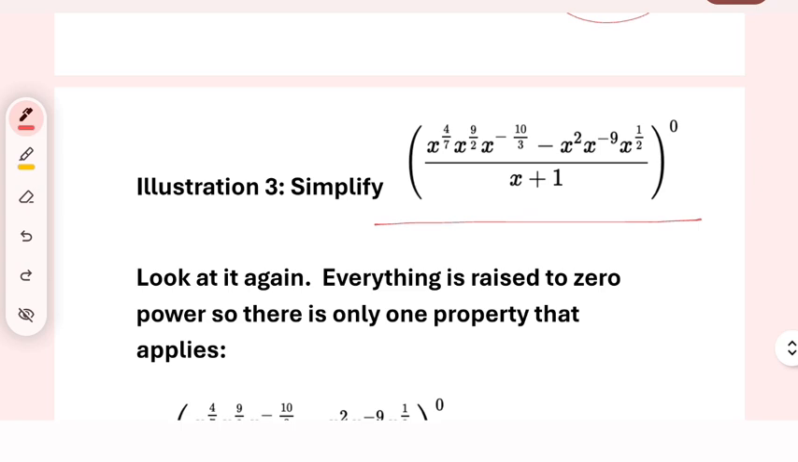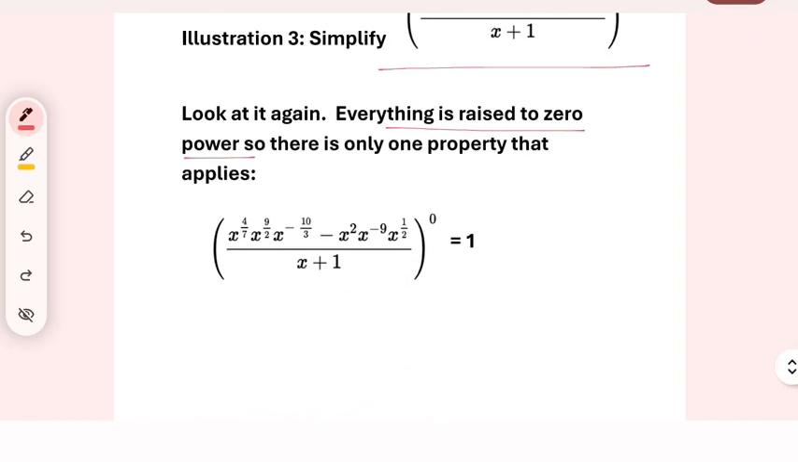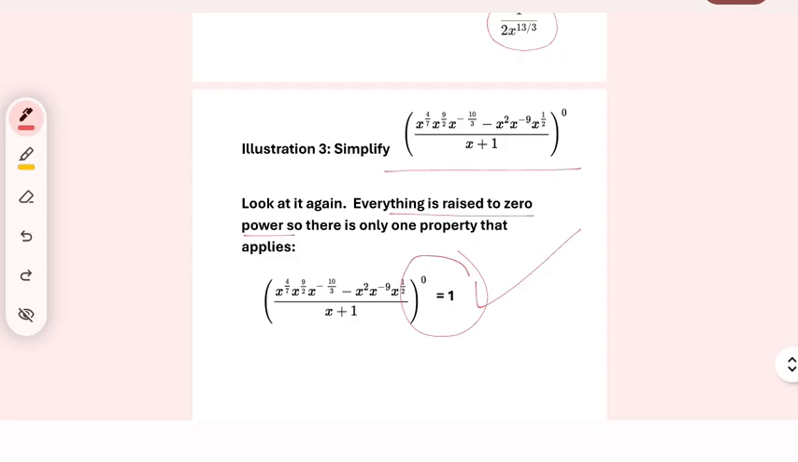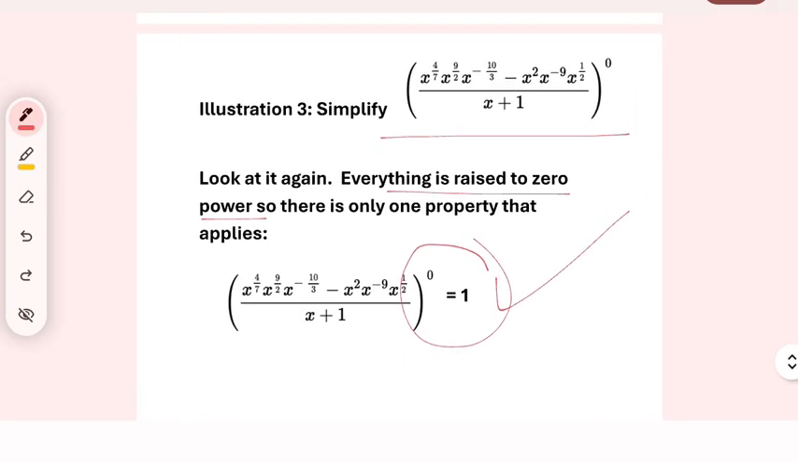The answer is, look at it again. Everything is raised to 0. Therefore, there's no need to even overthink it. Anything that is raised to 0 is 1. The answer is just 1. There's not even a need to simplify it. That is one of the properties that we described a while ago. When you raise it to 0, everything will just be equal to 1. Do not overthink. Do not spend so much time on it. It might just be a little trick that your professor would play on you. But the answer is simply 1.